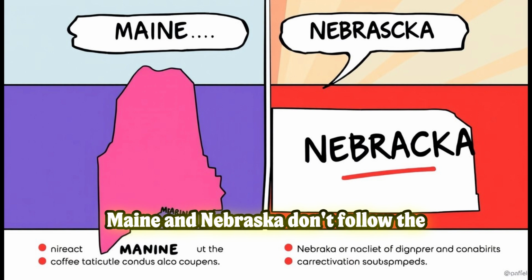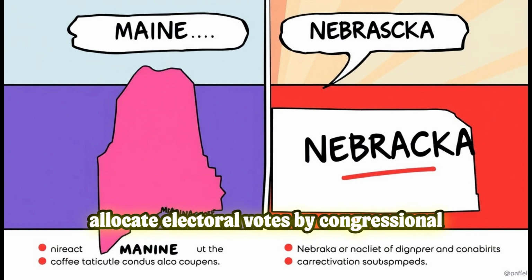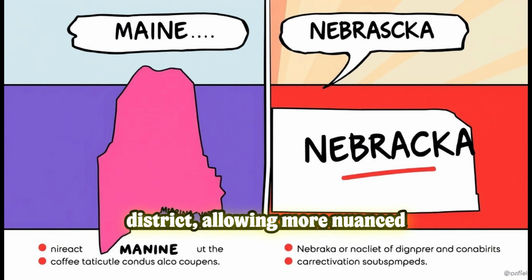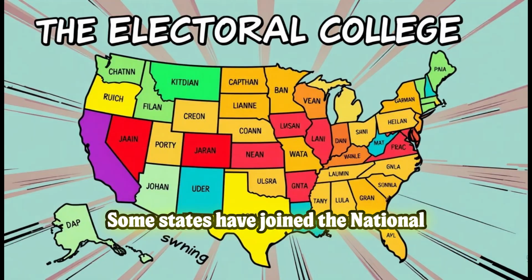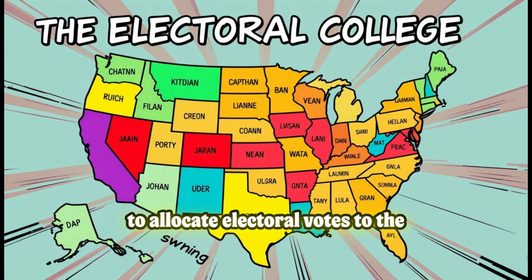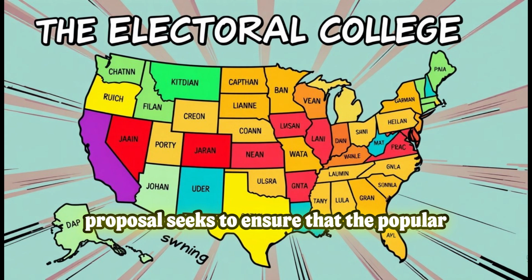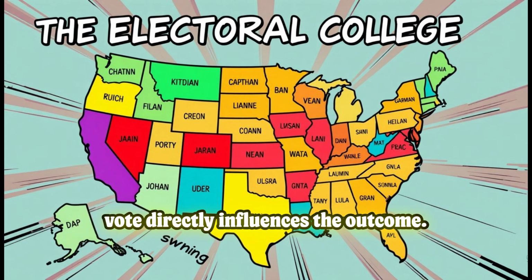Maine and Nebraska don't follow the winner-take-all method. Instead, they allocate electoral votes by congressional district, allowing more nuanced representation of state votes. Some states have joined the National Popular Vote Interstate Compact, pledging to allocate electoral votes to the National Popular Vote winner. This proposal seeks to ensure that the popular vote directly influences the outcome.